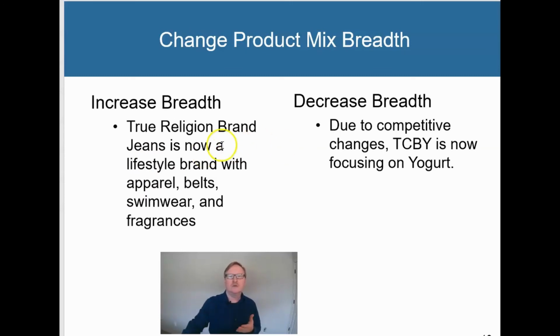So here, True Religion brand jeans is now a lifestyle brand with apparel, belts, swimwear, and fragrances. So they're expanding the different types of products that they offer. So like Mars has the chocolate line, the non-chocolate line, they have the rice and dog food and all these things, and they might add other unrelated items to chocolate. And we'll see later that that's part of their branding strategy when we get to branding.